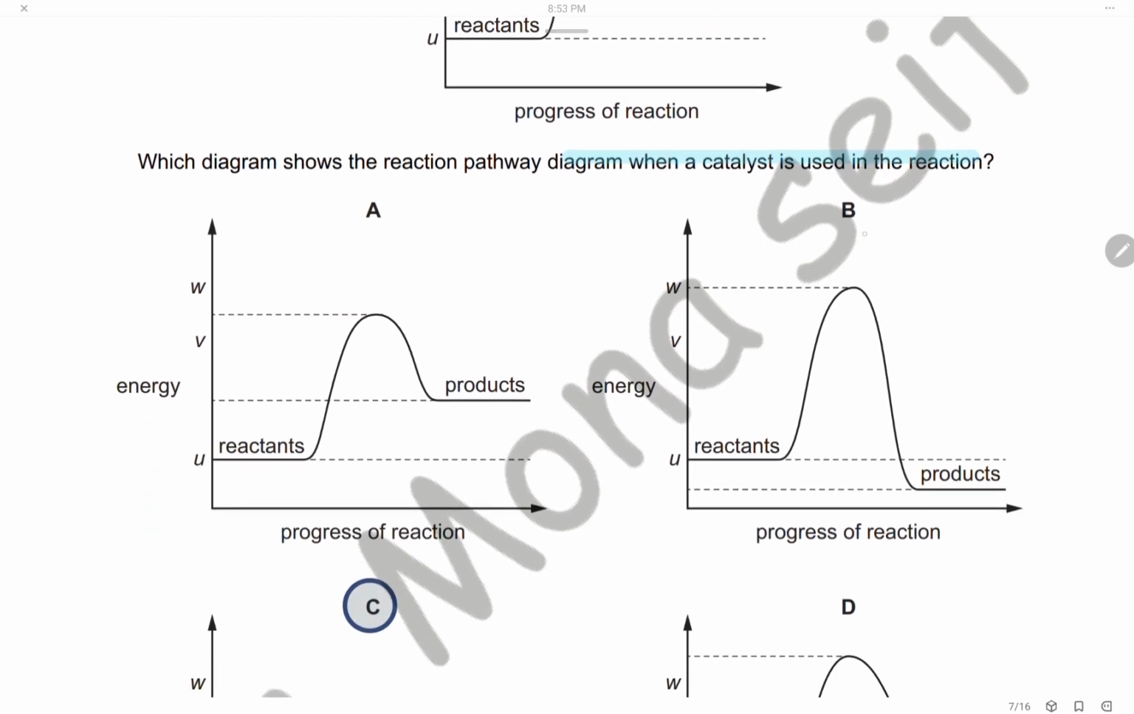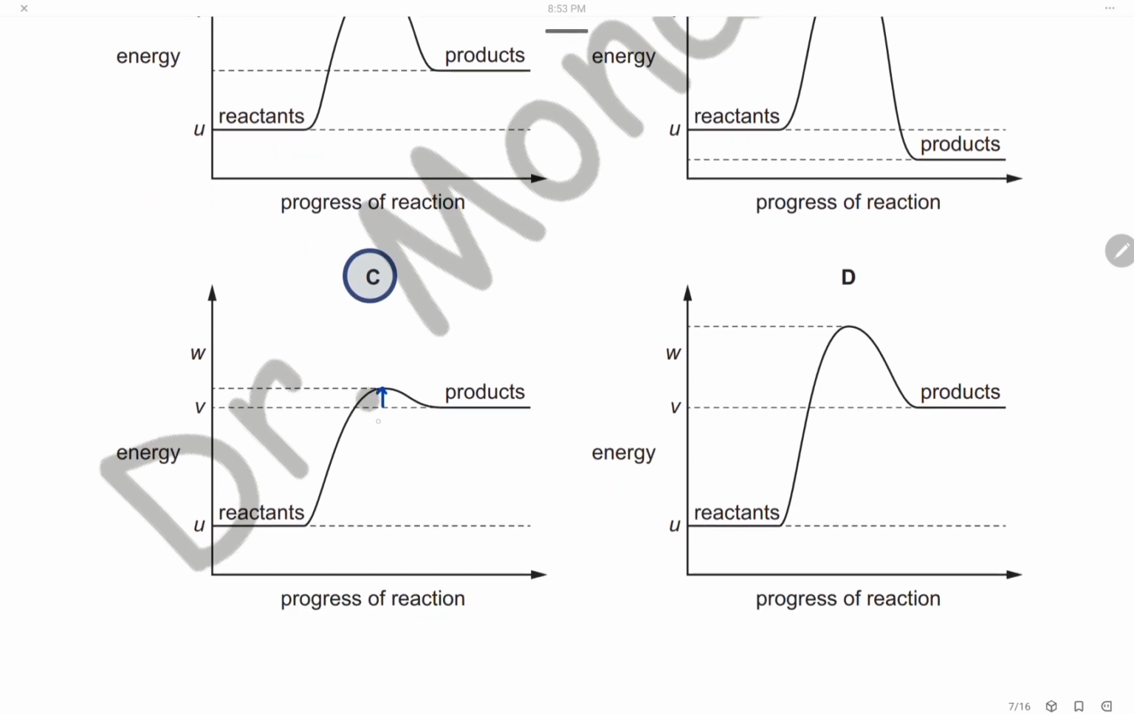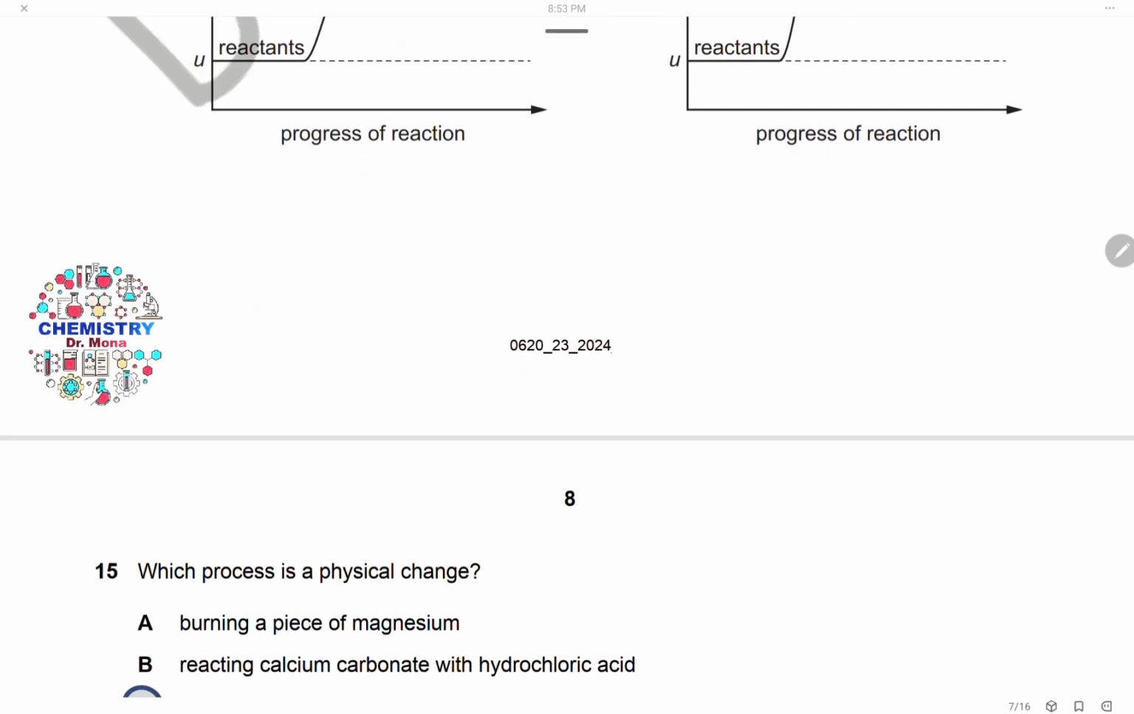So here, of course, B is wrong. Reactant at higher energy level than the product. This is not an endothermic reaction. A and D, we have higher activation energy. Only C, we have a lower activation energy. So the answer is C.